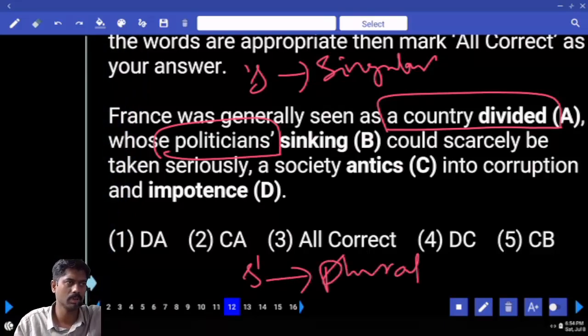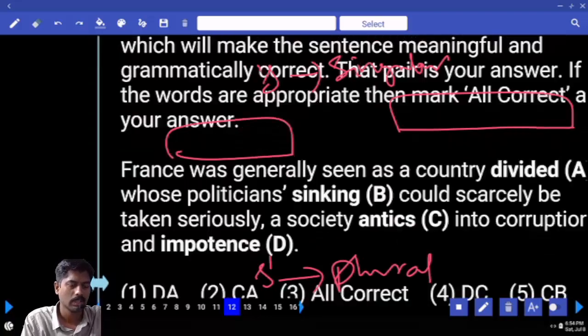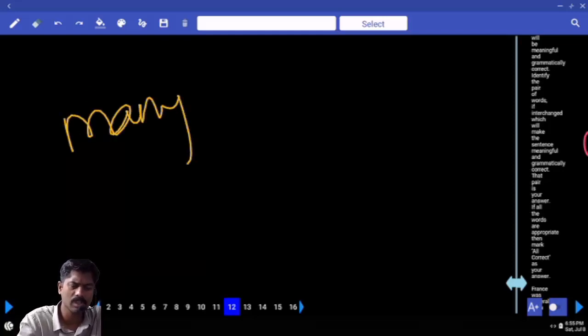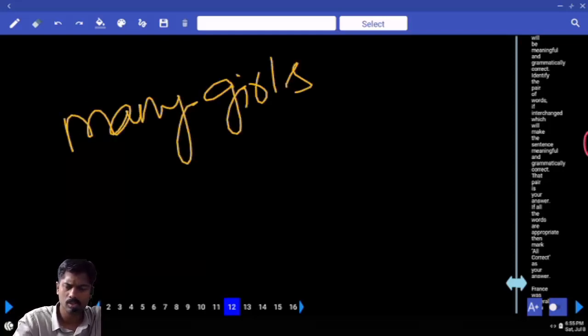You know about this, right? Have you ever seen girls' hostel boards? No, sir, we never see the boards. For example, "There are many girls' hostel." This is a sentence.